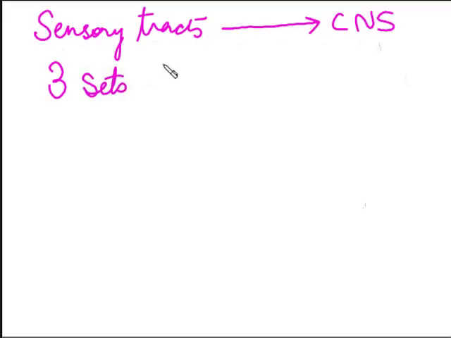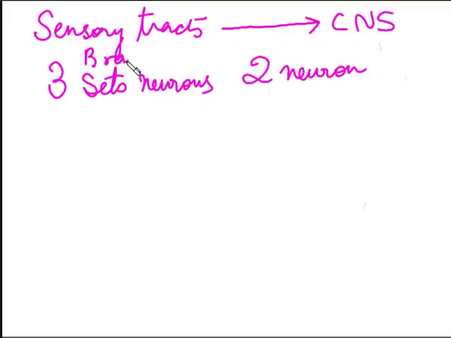Those that go to the cerebellum have 2 neurons. So the cerebellar pathways are 2 neuronal pathways. The others which go to the brain are 3 neuronal pathways, 3 sets of neurons. Let's say this is the brain and this is the cerebellum, just to tell you the difference.